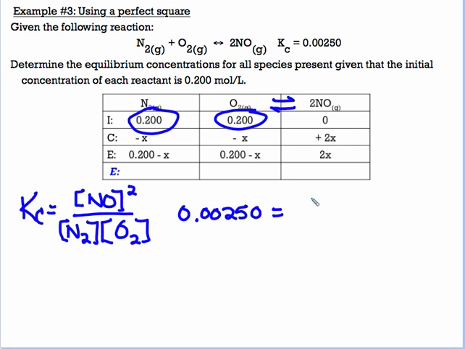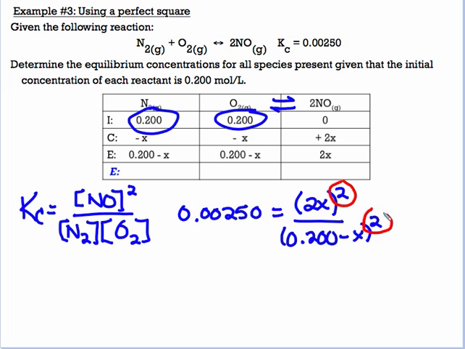Well, I don't really know anything about the NO except for the fact that it's a 2x. Don't forget, though, that we have to square the concentration of that. Okay, that's the number one thing students usually leave out. Under N2 and O2, we're going to put in what we know. And what we know is that they're each 0.200 minus x. Well, 0.200 minus x times 0.200 minus x is the same as writing it as a square. It's important you recognize that because at this point, the perfect square is kind of given away by the fact that you have a square on the top and the bottom.